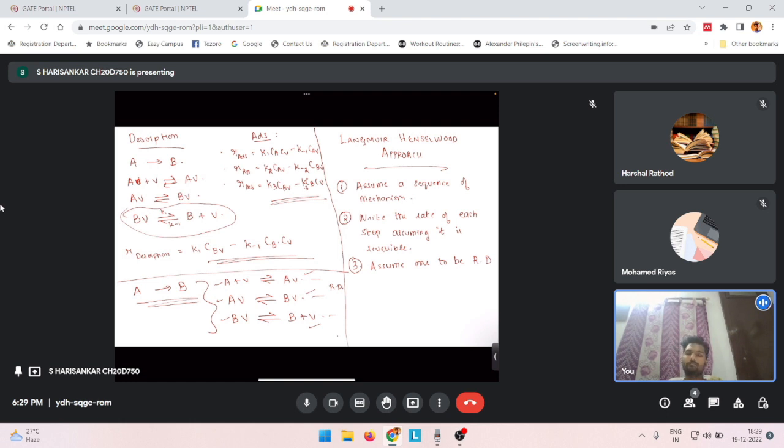So you can assume any of these to be rate determining. In most of the cases for your GATE exams, it will be given which is the rate determining step. So you usually don't have to assume anything, but the Langmuir-Hinshelwood approach is like this. You assume one of these to be rate determining, and continue with the fourth step, which is to formulate the overall rate law.